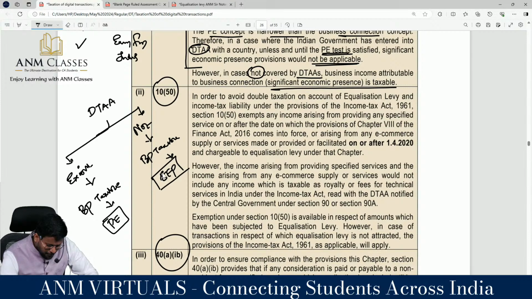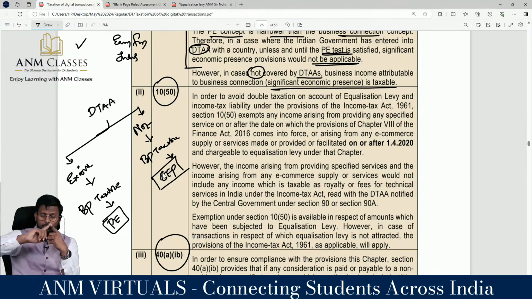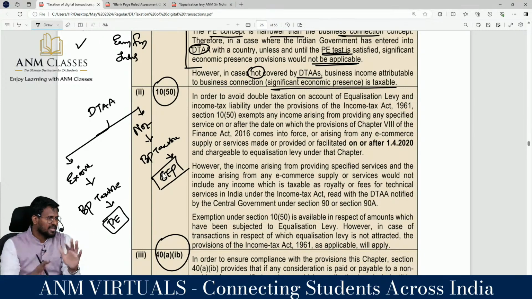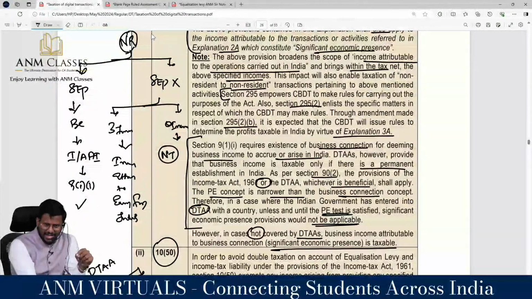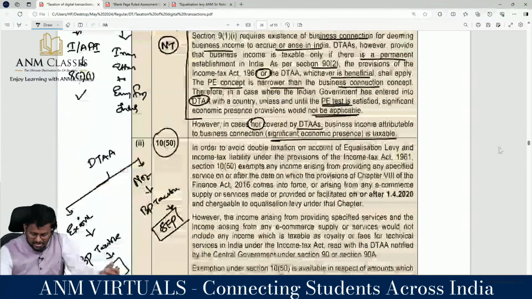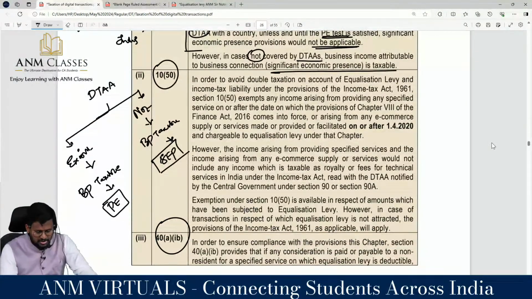What is SEP? Significant economic presence. In order to have significant economic presence, your business should be more than 2 crore and you should have account holders of more than 3 lakhs. If these two conditions are satisfied, then you can say that there is SEP. If there is no DTAA and no SEP, then you have to check whether the income accrued or arose from the 3 activities or not. If yes, it is taxable in India, otherwise it is exempted from India. I hope you are able to understand.